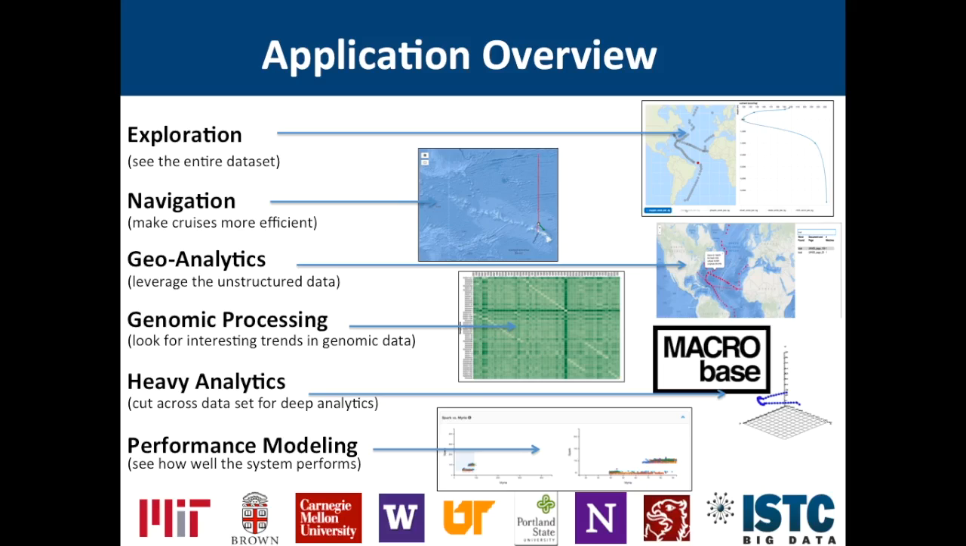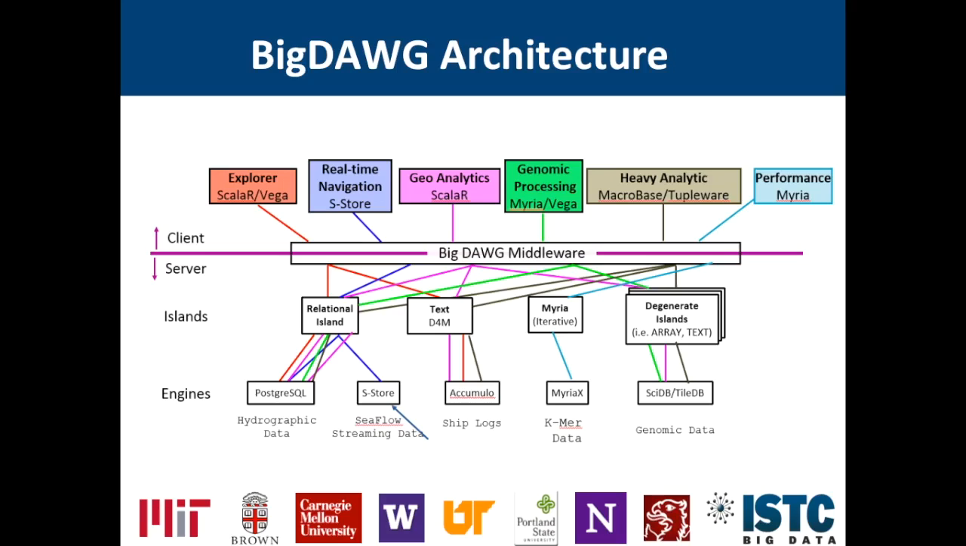And finally, since we're database people, we also have some performance modeling, which describes how well the systems, and in particular the one we use for genomic processing, perform. The BigDAWG architecture contains a number of different layers. The bottommost layer, we're leveraging a number of different engines which are best suited for the particular types of data.